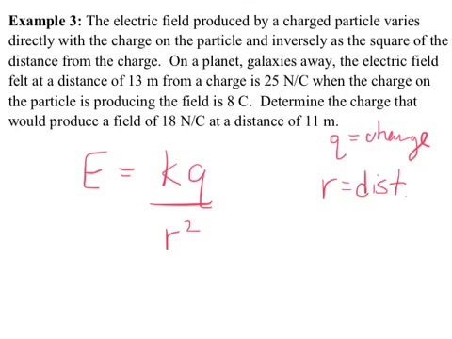So for a problem like this, we're told that on a planet galaxies away, the electric field felt at a distance of 13 meters from a charge is 25 newtons per coulomb, when the charge on the particle producing the field is 8 coulombs. Determine the charge that would produce a field of 18 newtons per coulomb at a distance of 11 meters. I know the units seem a little confusing at first, but these are just standard units for charges, forces, and distances.